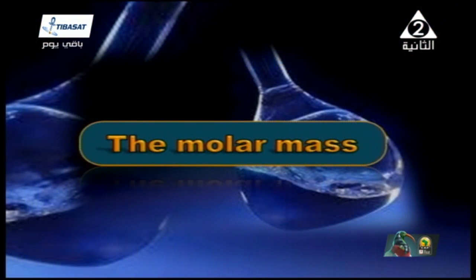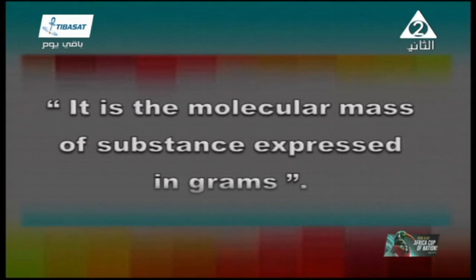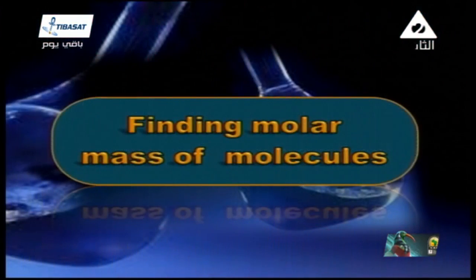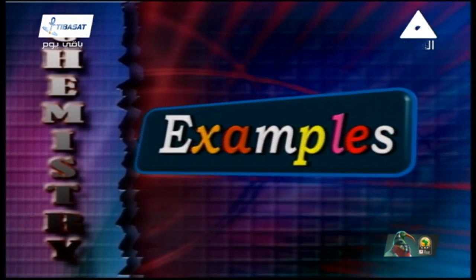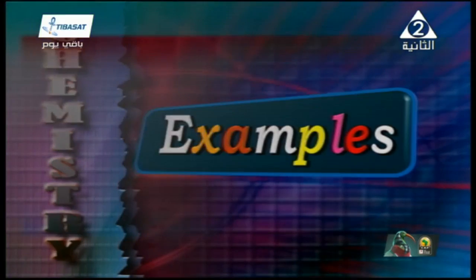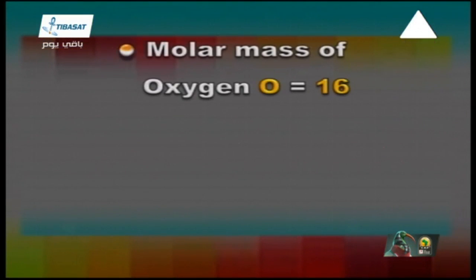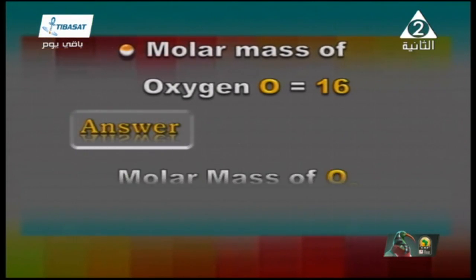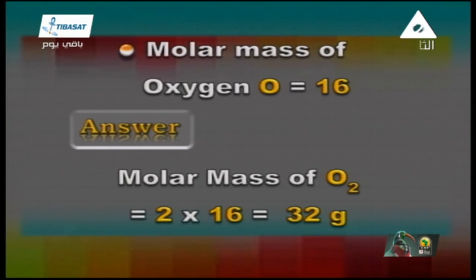What do we mean by the molar mass? It is the molecular mass of the substance expressed in grams. How can we find the molar mass of molecules? Examples. How can we find the molar mass of oxygen gas? As the atomic mass of oxygen equals 16, the molar mass of oxygen, as it is a diatomic gas, is 2 times 16 equals 32 gram.